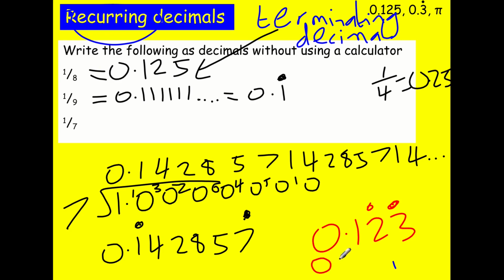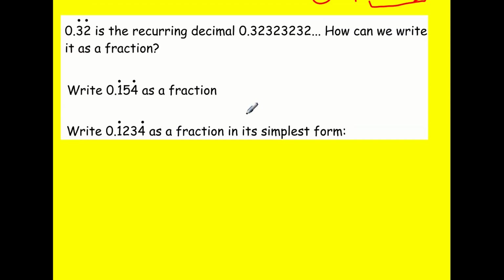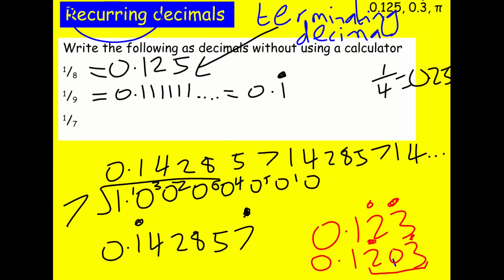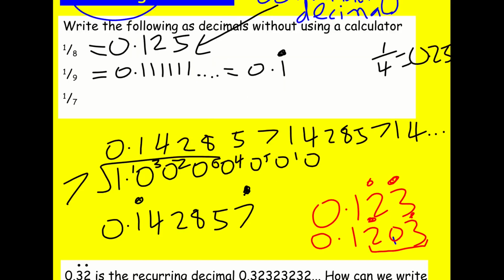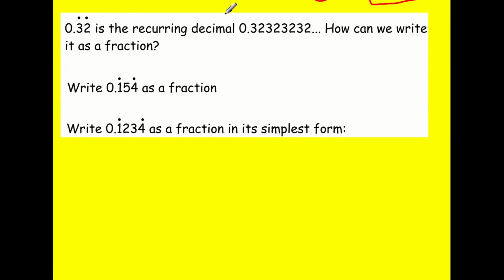Or you could have 0.1203, and this bit here then repeating, so 203, 203, and then you would put your dots like so. Okay, what we are actually going to be focusing on today is the opposite of what I've just shown. So not going from a fraction to a decimal, but going from a decimal back to a fraction.